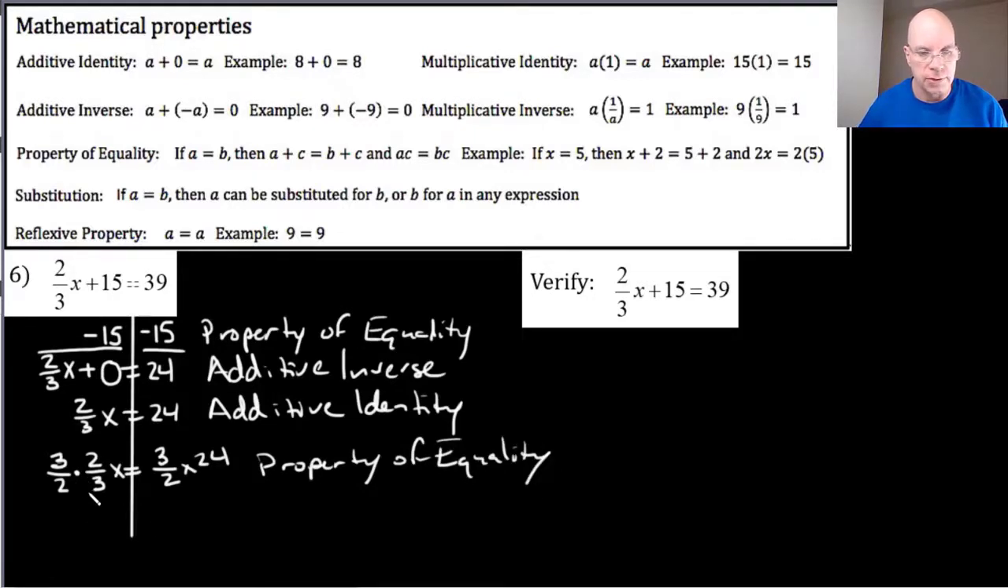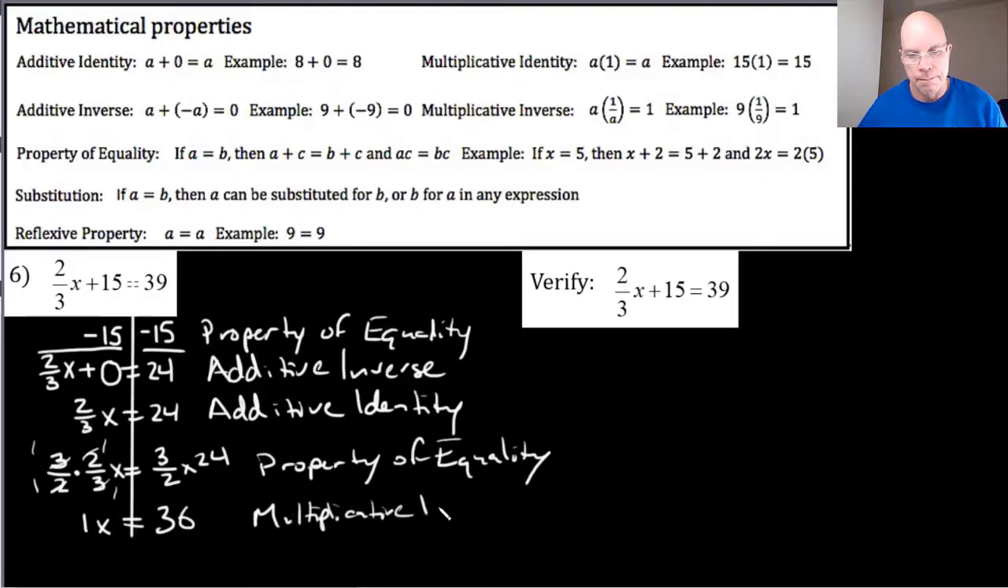Three halves of 2/3 is 6/6, or you could think about the fact that these become 1 and these become 1, and you get 1x. 6/6 x is 1x. And on the left side of the equation, well, half of 24 is 12, and 3 times 12 is 36. But the fact that reciprocals multiply to give you a product of 1, that's the multiplicative inverse. And the fact that 1x is the multiplicative identity.